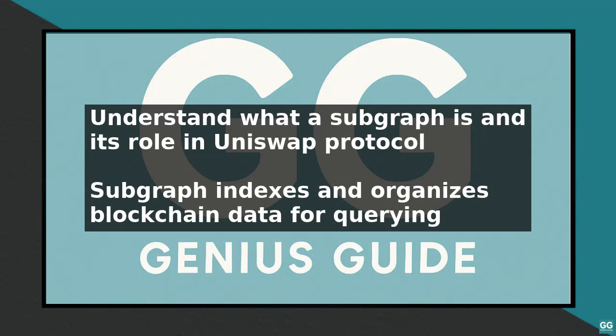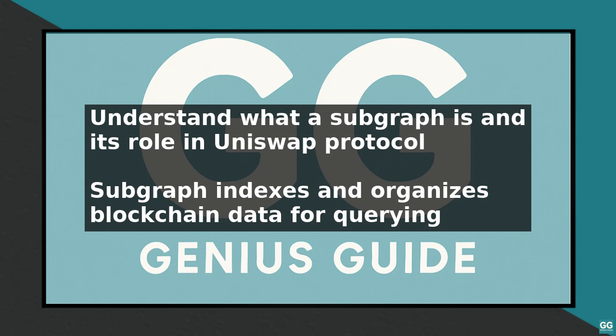To use the Uniswap Subgraph, you need to start by understanding what a subgraph is and its role in the Uniswap protocol. A subgraph is an open-source project that indexes and organizes blockchain data, making it easily accessible for querying. The first step is to set up a graph node, which is a server that runs the subgraph and indexes the blockchain data. You can do this by installing the Graph CLI and initializing a new subgraph project.